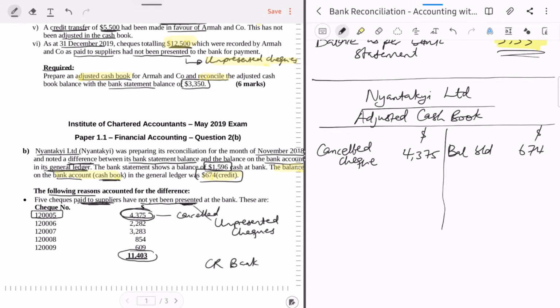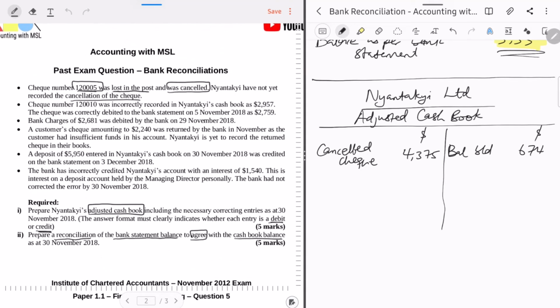So what it means is that our unpresented check figure will be 11,403 minus what? The cancelled check of what? 4,375. Please, we are not going to take this whole figure here because what? A part of it, this figure, has now been cancelled. So the difference is what will go to the bank reconciliation statement. Take note.